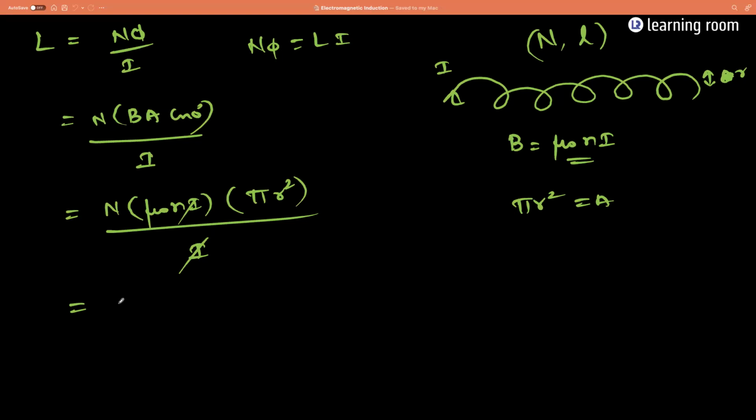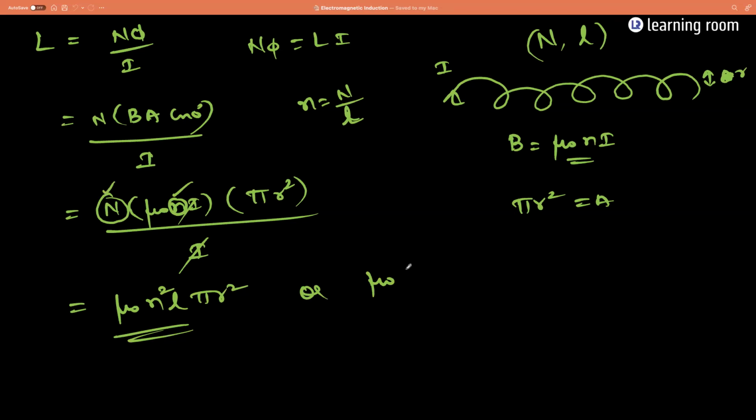Are you getting that expression? Mu naught into capital N, so this is the expression. Small n is equal to capital N divided by L, so capital N will be small n into L. So small n into L, into this N is there. So N square into pi r square is going to be the value of L when you write it in terms of small n. Whereas when you write it in terms of capital N, you can write it as mu naught into, this capital N is already there, and the small n will become capital N divided by L. So can I write it as N square into pi r square divided by L?